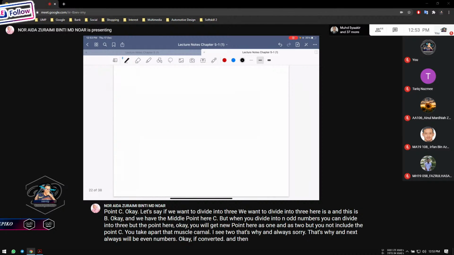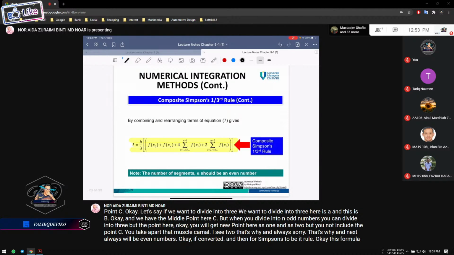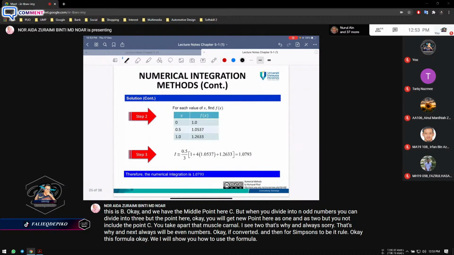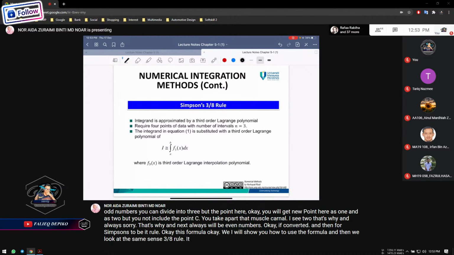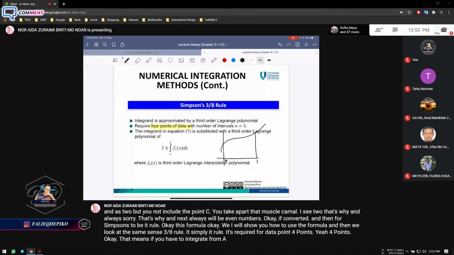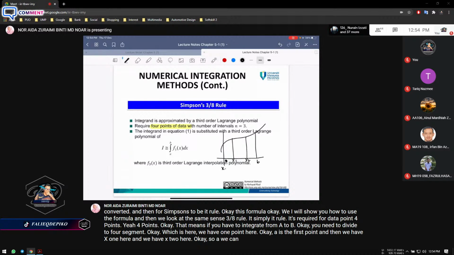And then for Simpson's 3-8 rule, okay, I will show you how to use the formula. Simpson's 3-8 rule requires 4 data points. That means if you integrate from A to B, you need 4 points. Here A is the first point, and then we have x1 here and x2 here. So A we can write as x0, B is our xn. In this case our n is 3.